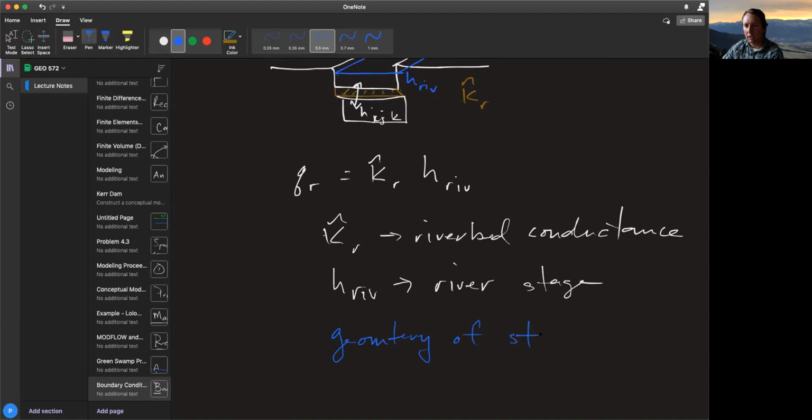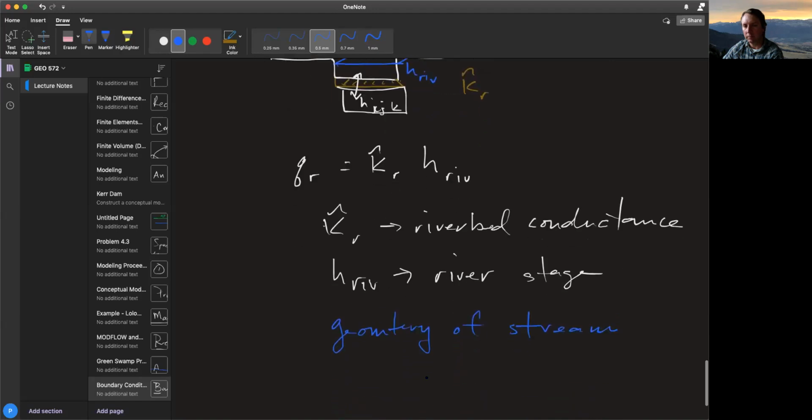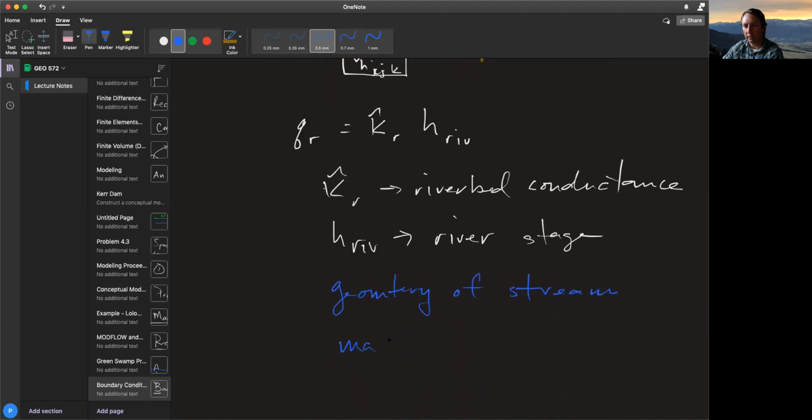I don't want to get too far into this, but there's also a limit saying that if the head in the aquifer falls deep enough that there's an unsaturated zone between these two, then they become decoupled and you just lose at the maximum rate. So there's a maximum losing rate.